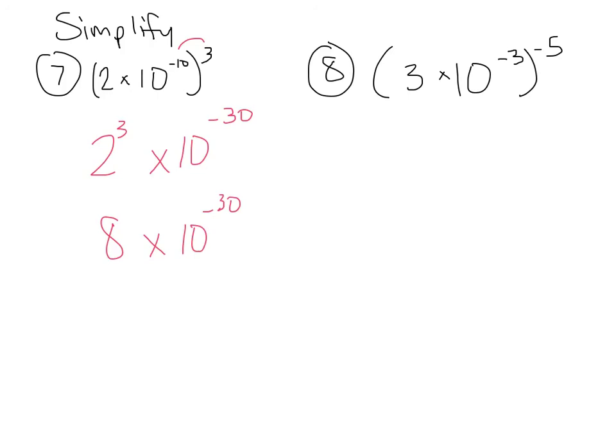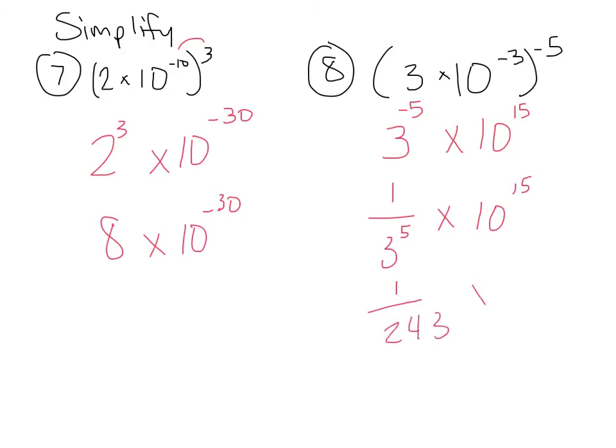Number 8, 3 times 10 to the negative 3, all of that to the negative 5. Okay, this is like 3 to the negative 5 times 10 to the negative 3 times negative 5, which is positive 15. Okay, 3 to the negative 5 is 1 over 3 to the 5th times 10 to the 15th. Okay, 1 over 3 to the 5th is really 1 over 3 times 3 times 3 times 3 times 3, which is 1 over 243 times 10 to the 15th.